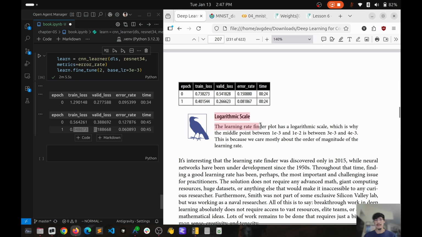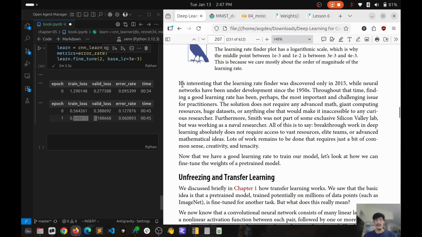Logarithmic scale. The learning rate finder plot has a logarithmic scale, which is why the middle point between 1e negative 3 and 1e negative 2 is between 3e negative 3 and 4e negative 3. This is because we care mostly about the order of magnitude of the learning rate. It's interesting that the learning rate finder was discovered only in 2015, while neural networks have been under development since the 1950s. Throughout that time, finding a good learning rate has been perhaps the most important and challenging issue for practitioners.